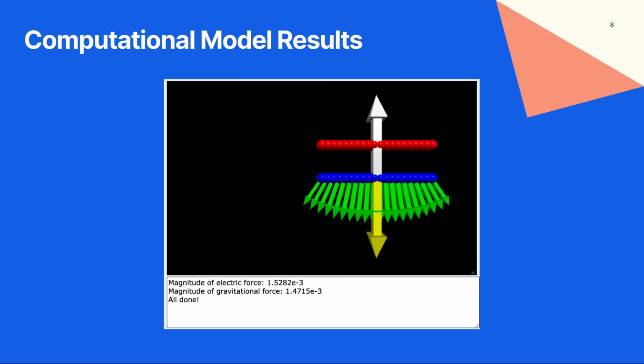And this is what my computational model ended up looking like. Here is the top tape, and this is the bottom tape. The white vector is the electric force, which is pointing up, the yellow vector is the gravitational force, which is pointing down, and all of these green arrows are the E field. As you can see here, the magnitude of the electric force is just a little bit larger than the gravitational force, which makes sense because otherwise you wouldn't be seeing the lifting action that we did see.